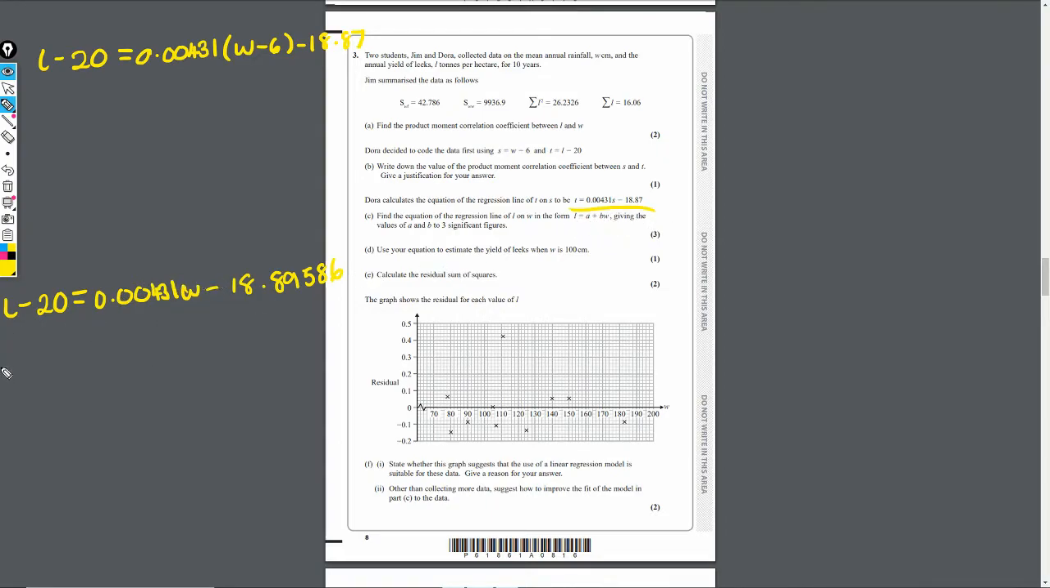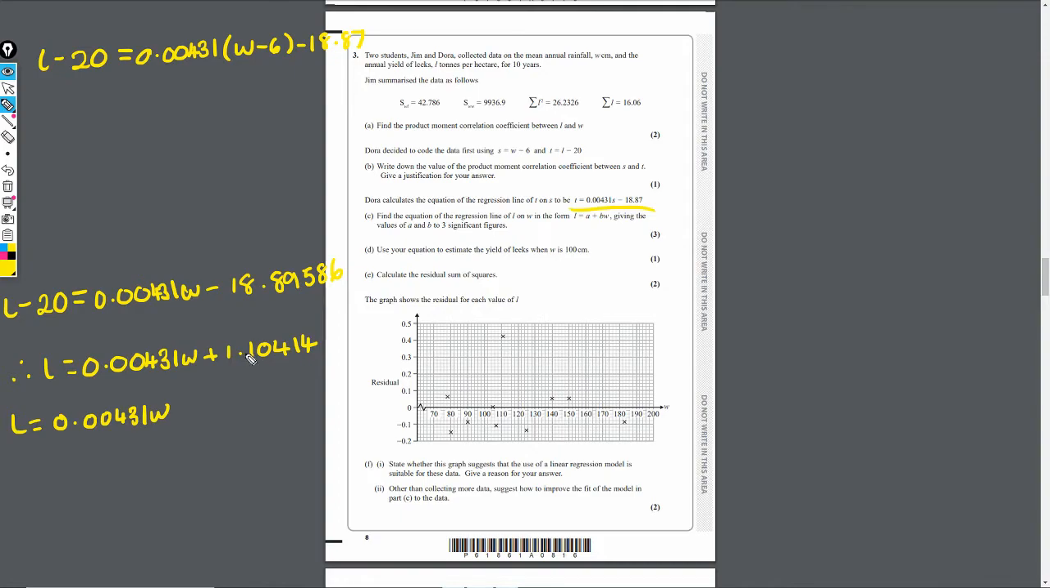So therefore L is equal to 0.00431W, and then if you add, this gives you plus 1.10414, and it wants it to three significant figures, a and b. So if we quickly rewrite that, L will be equal to 0.00431, so that bit's fine.